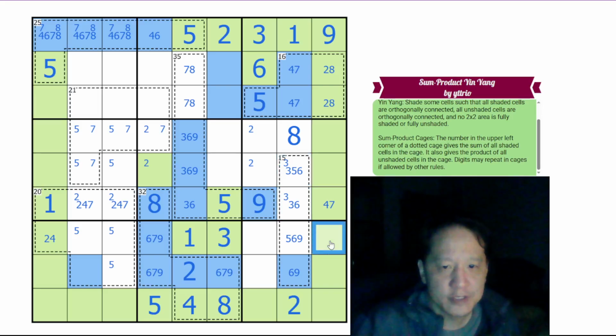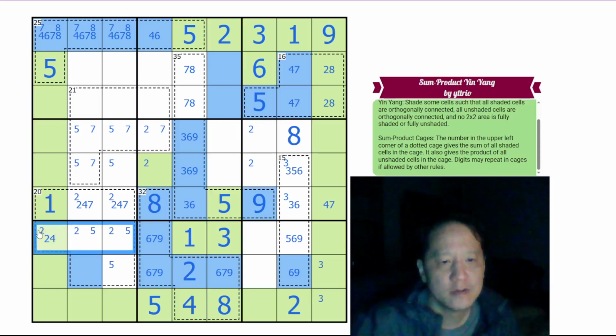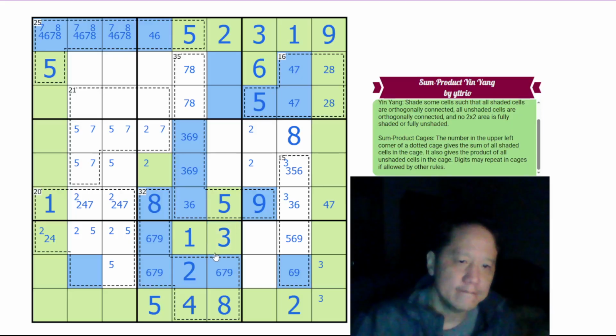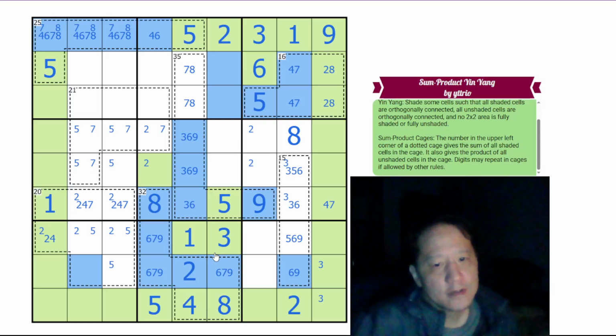We're guaranteed 3 here. 3 can't be here in column 9. It can't be here because of the 3 remaining in this cage here. So 3 has to be one of these 2 cells here. 2 has to be here. We have to have a 2 here. Interesting. One is here, so 1 cannot be here or here.